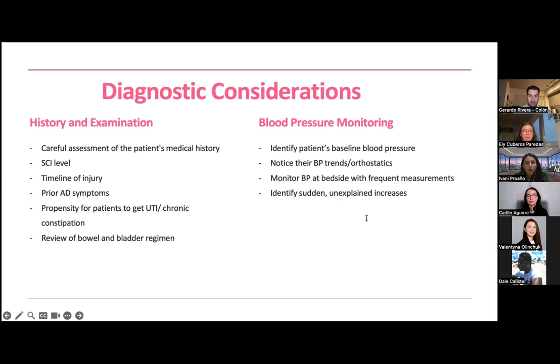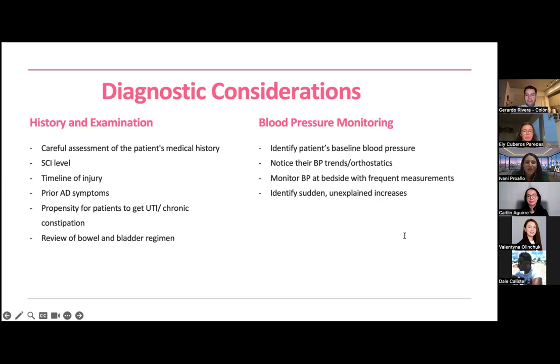So who is more at risk of developing this AD? You have to keep in mind timeline, the SCI level, and other AD symptoms. We also have to keep in mind whether this particular patient has a high propensity for developing UTIs. Are they chronically constipated? We have to make sure we review their bowel care and their bladder regimen, and make sure that we dot our I's and cross our T's and that everything is well taken care of, so that we know our patient.